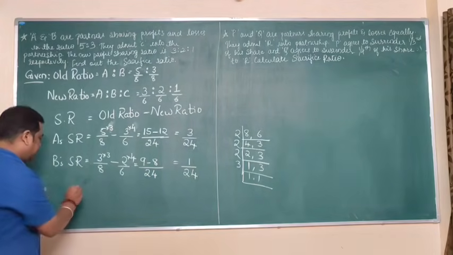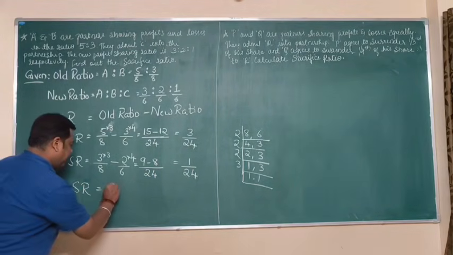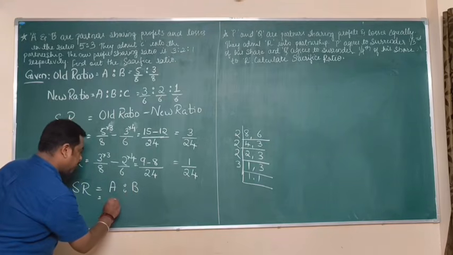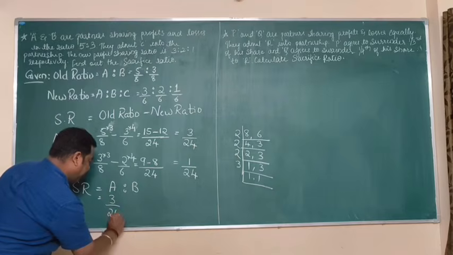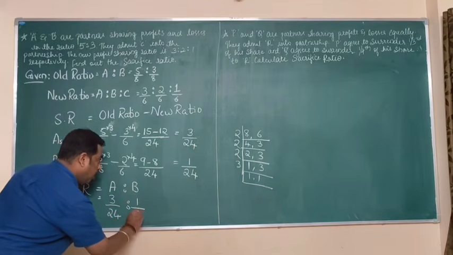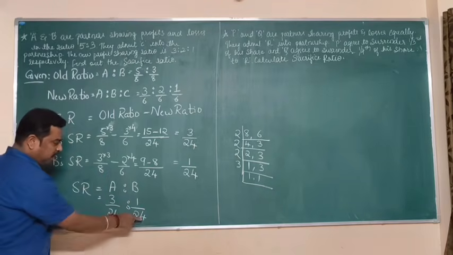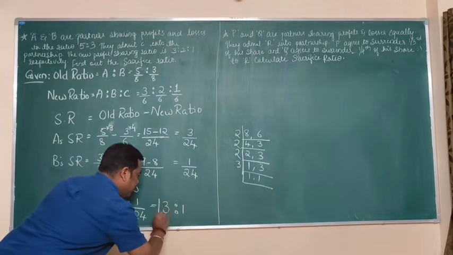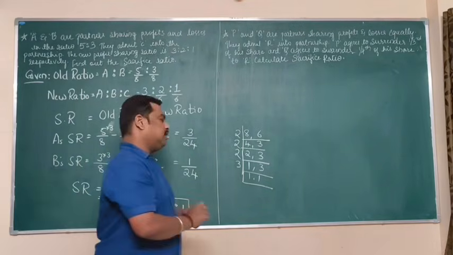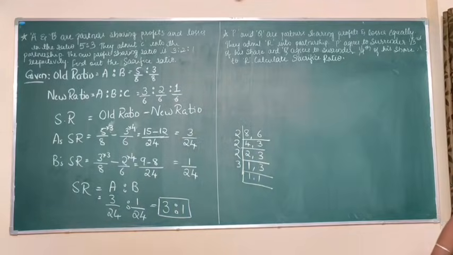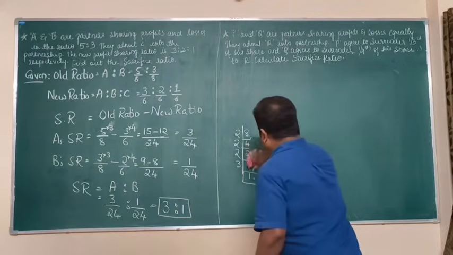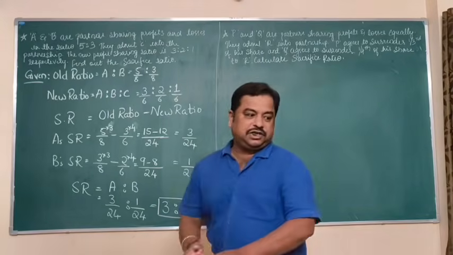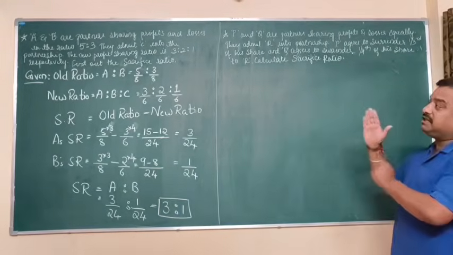So final presentation of the answer now. Sacrifice ratio is equal to A is to B, 3 by 24 is to 1 by 24. So we have common denominators. So what is your final answer now? Sacrifice ratio, it is 3 is to 1. I hope you have understood this question. Moving on to the next question. A slight change in the problem.